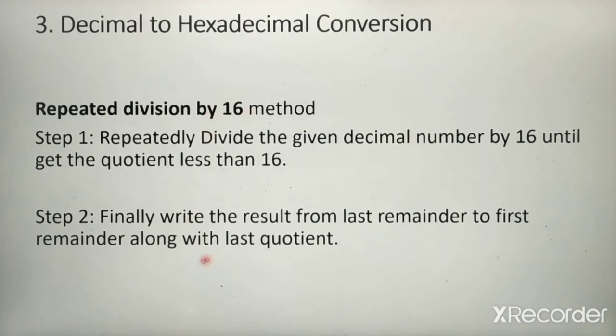So here also we have the same two-step process. First step, repeatedly divide the given decimal number by 16 until you get the quotient less than 16. When the quotient becomes less than 16, you can stop the process and write the result. Finally, how to write the result? Write the result from last remainder to first remainder along with the last quotient value.